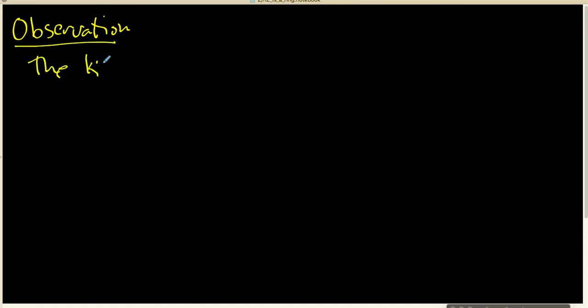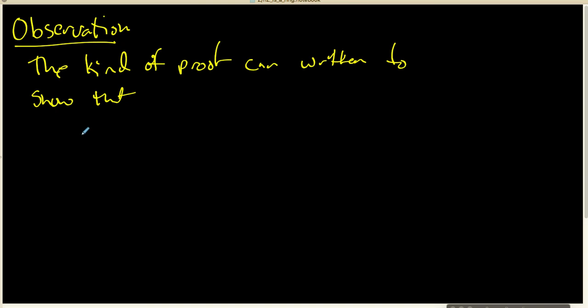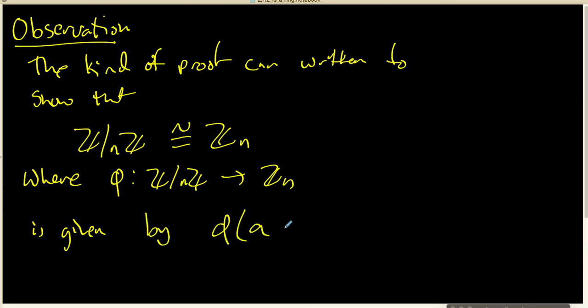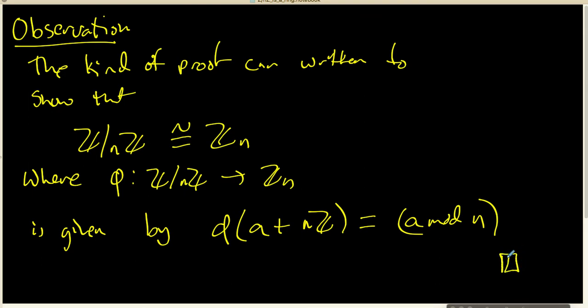The same kind of proof can be written to show that Z mod nZ is going to be isomorphic to Zn, where the isomorphism is given by this formula. So phi is going to take the left coset A plus nZ, and it's just going to send it to whatever A is mod n. That will be a ring homomorphism, and it will be 1 to 1, and it will be onto. And hence the two rings are isomorphic. And that concludes this particular video.